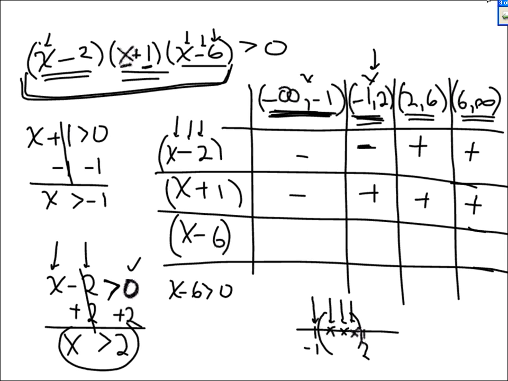Okay, the last interval is x minus 6. When is it bigger than 0? Well, when x is more than 6. If you have more than 6, then when you take away 6, you'll have something left over. And only the last interval has numbers above 6. All the other ones are negative.